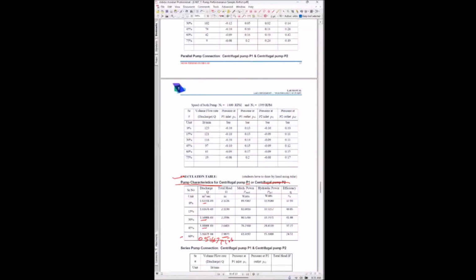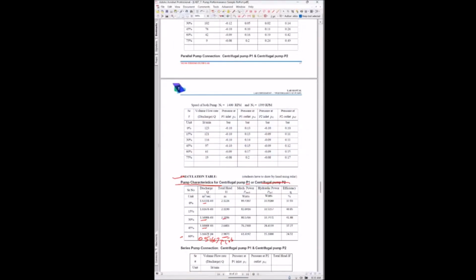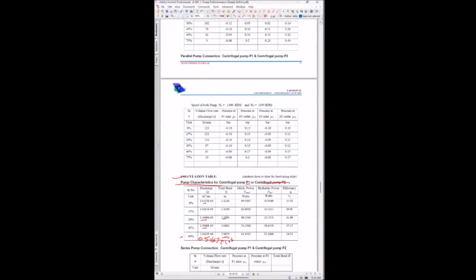Then next is 2.3, for 1.5. 1.5, 2.3. This is 4 and this is 3. Sorry, for 0.52 it is 3, not this point. So I will erase this first point. For 0.52 it is 2.98, near about 3 here. Yes, first, second, third, finish.